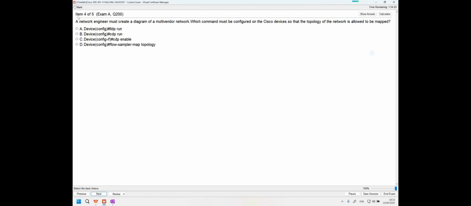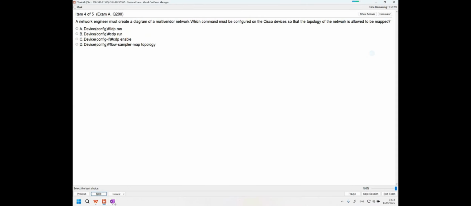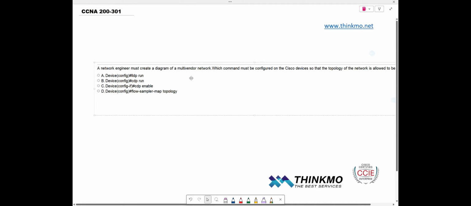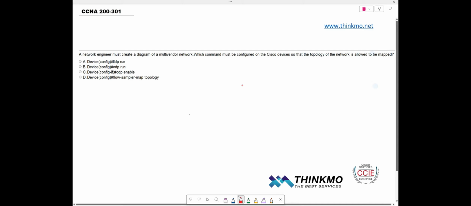Okay, question 4. Question 4 is a bit long. The general idea is that a network engineer needs to create a multi-vendor topology. Which command must be entered on Cisco devices so that this topology can be met? Let's take a look at the options.